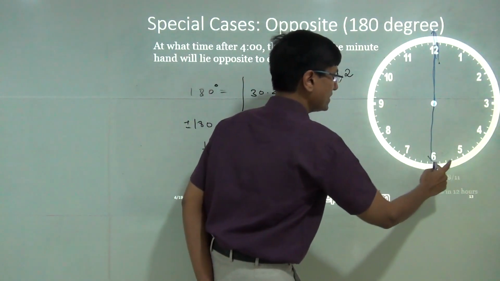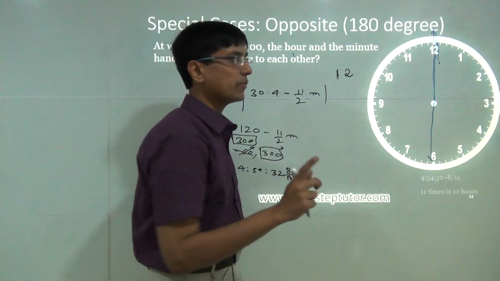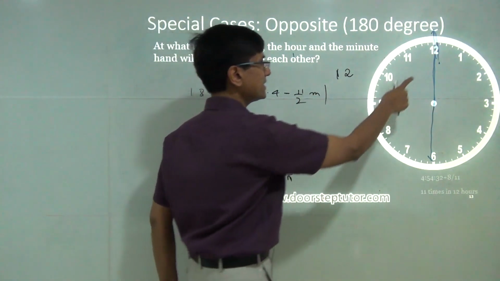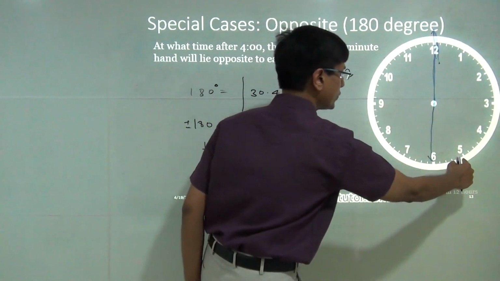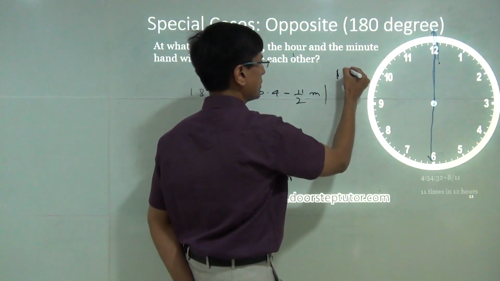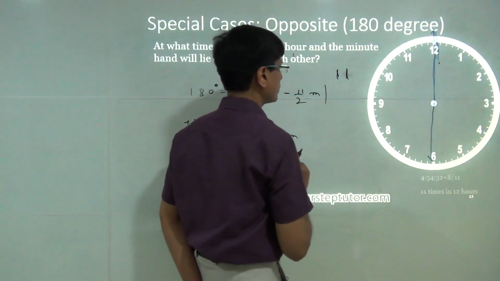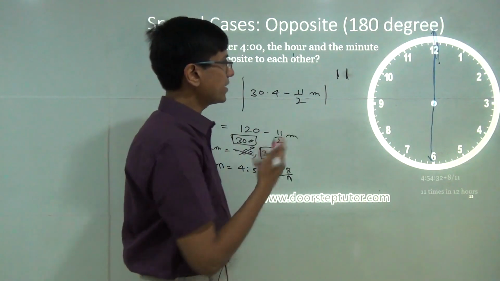So, between 5 o'clock and 6 o'clock, instead of there being two different configurations, there is only one single configuration. This configuration of 6 o'clock is shared by both 5 and 6 o'clock. So, there are only 11 such instances in a 12-hour period when the hands are opposite to each other. In a 24-hour period, there are 22 such instances.